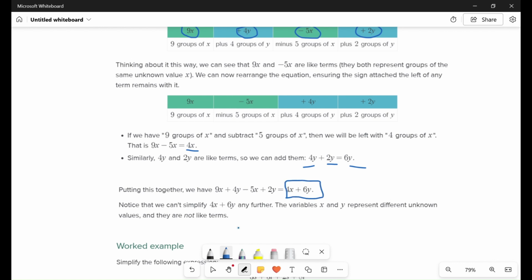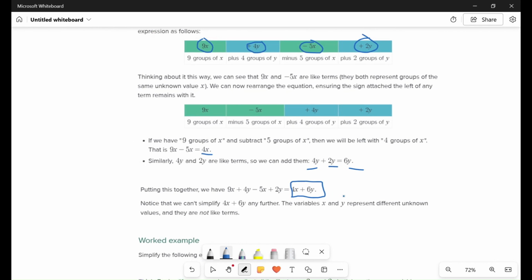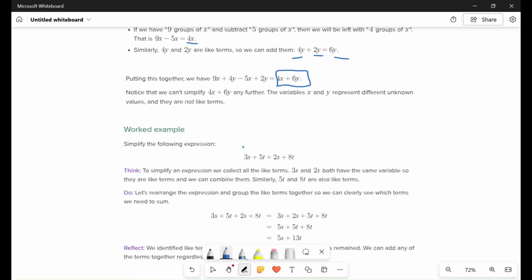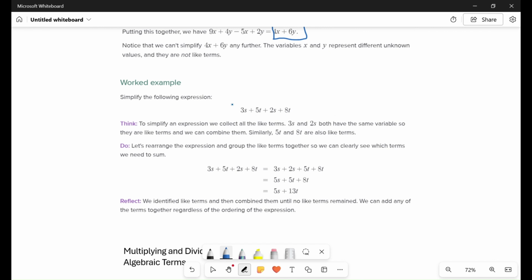Now we cannot simplify 4x plus 6y any further because x and y represent different unknown values and they are not like terms. Now we have a worked example: 3s plus 5t plus 2s plus 8t. To simplify an expression we collect all the like terms. 3s and 2s both have the same variable, so they are like terms and we can combine them. Similarly, 5t and 8t are also like terms.